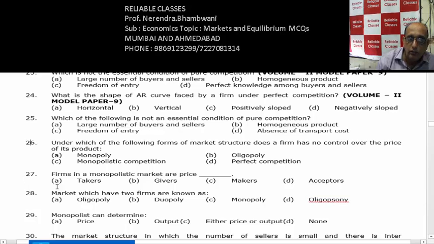Under which of the following forms of market structure does a firm have no control over the price of the product? When do you not have control over your price? It is a case of pure competition. In monopoly, oligopoly, monopolistic competition, you can decide the price. Here you are a price taker, not a price maker. Firms in perfectly competitive markets are price takers, not givers, makers or acceptors. The answer is A for question 27. What is the answer to 27? They are price takers. Okay, follow or not? What is the answer to 27? It will be A. Okay, A is the answer.